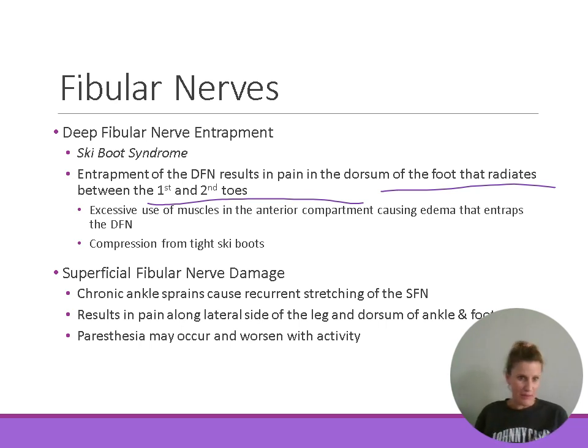Superficial fibular nerve damage commonly occurs because of chronic ankle sprains. Every time that the ankle is sprained, it stretches that superficial fibular nerve. So chronic ankle sprains, for example, in gymnasts, can cause recurrent stretching of that superficial fibular nerve, which damages the nerve over time. Superficial fibular nerve damage results in pain along the lateral side of the leg and the dorsum of the ankle and foot. Paresthesias can occur, so like numbness and tingling can occur along that same area as well, and this typically worsens with activity.